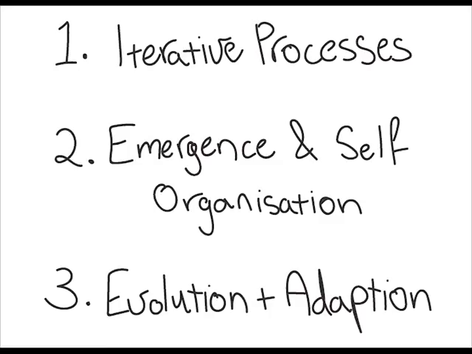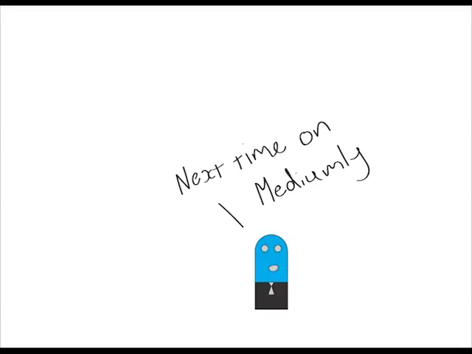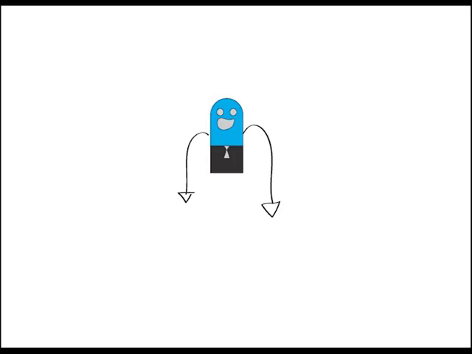In this video, we explored iteration, emergence, and evolution, which seem to be pervasive in the world that we live in. These 3 ideas act as a great launch point from which to further explore the medium. In our next video, we hope to explore a simple model of a complex system and demonstrate these dynamics in action.